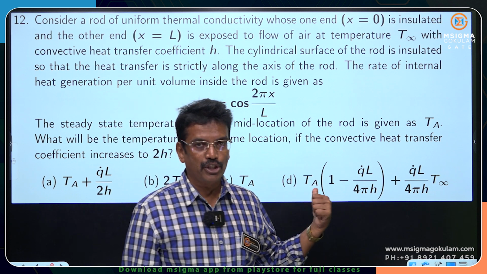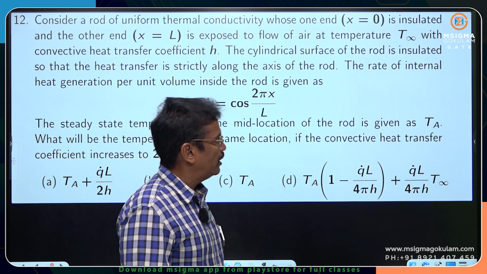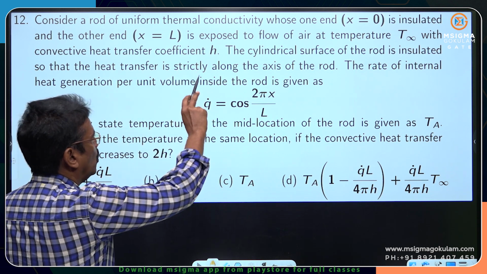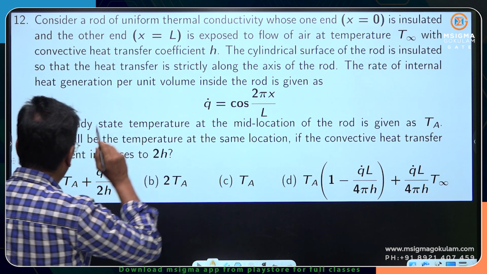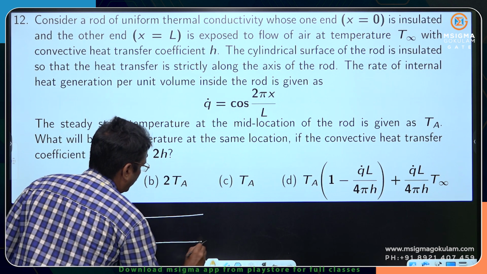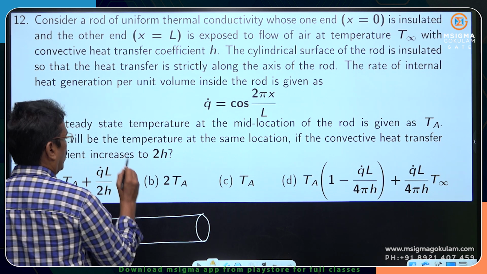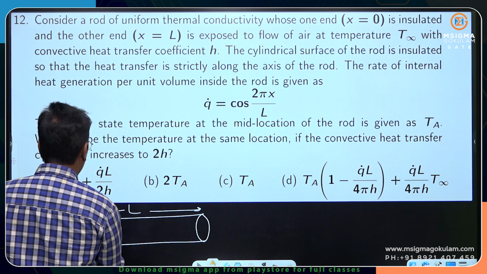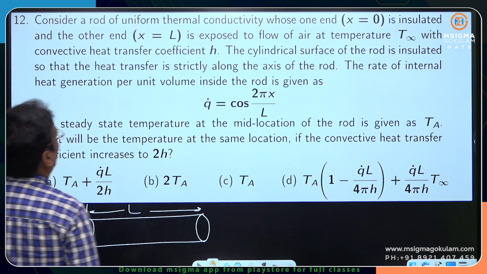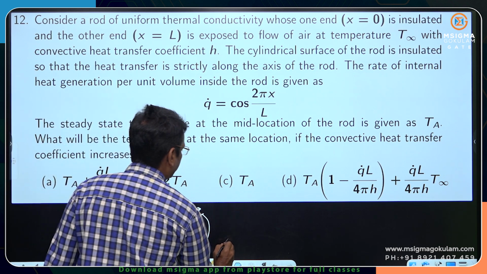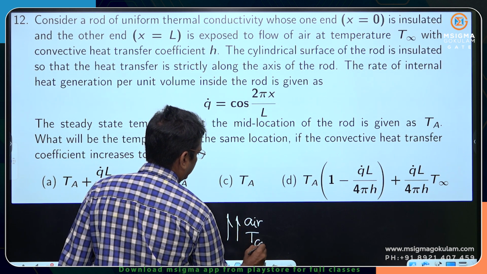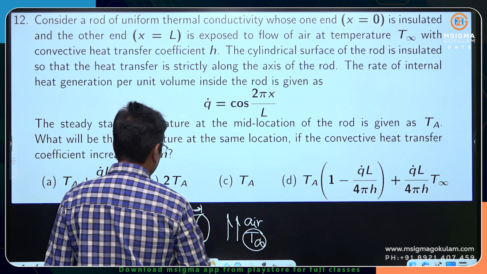Let us look into this problem given in GATE 2022. Very good question. Consider a rod of uniform thermal conductivity, conductivity is constant, whose one end x equal to 0 is insulated. So there is a uniform rod of length L. This end of the rod is insulated, and the other end is exposed to the flow of air. There is air flowing here, and the temperature of the air is given. L is the length of the rod.